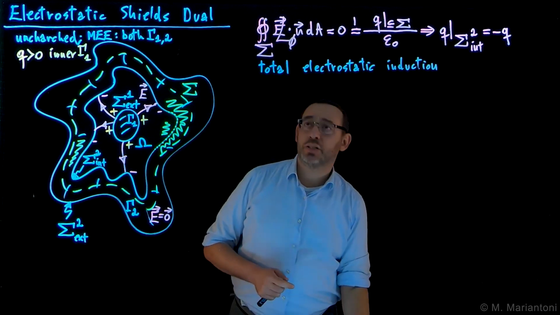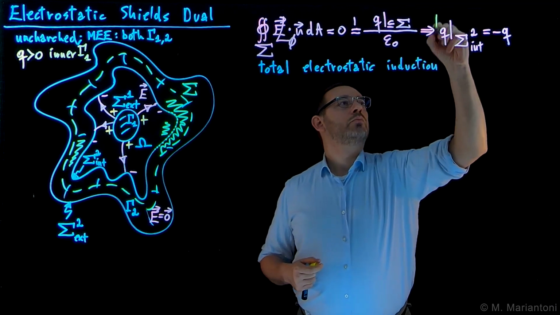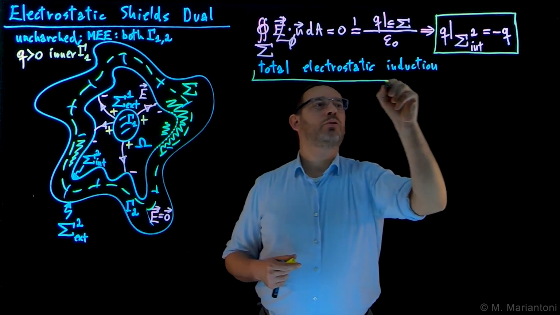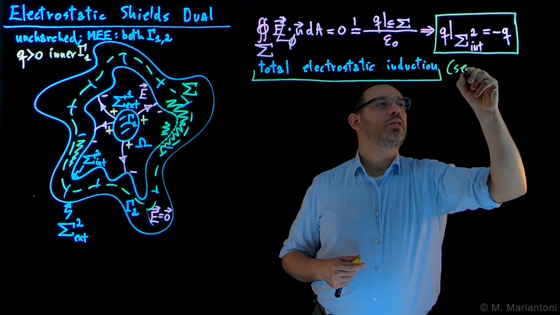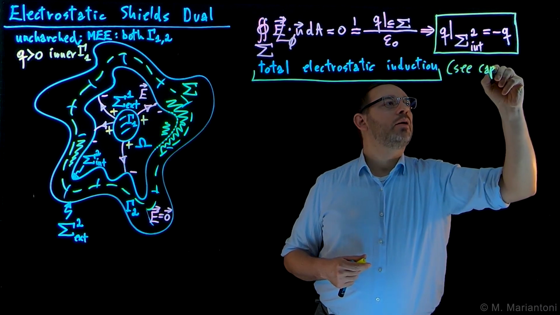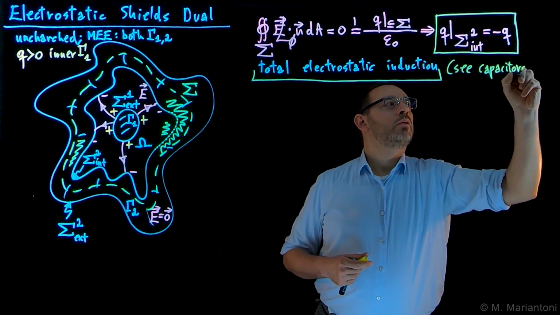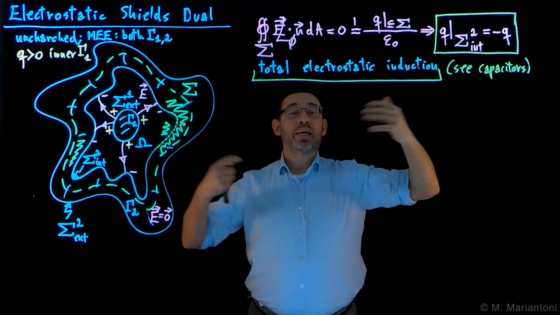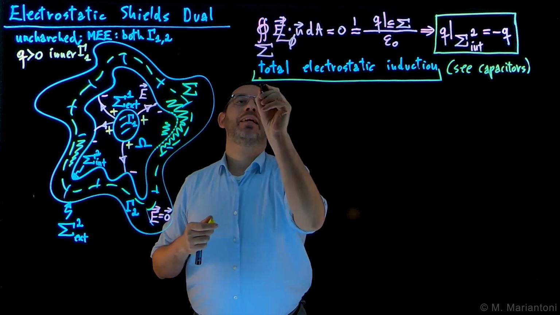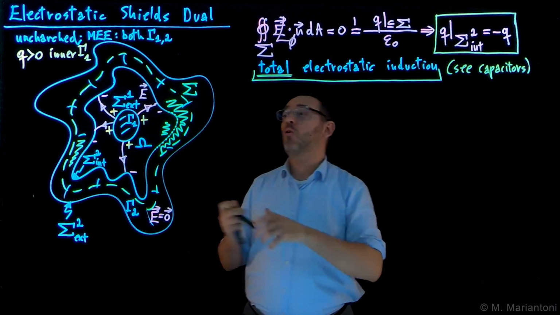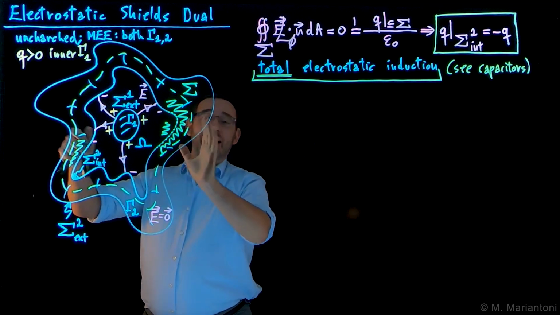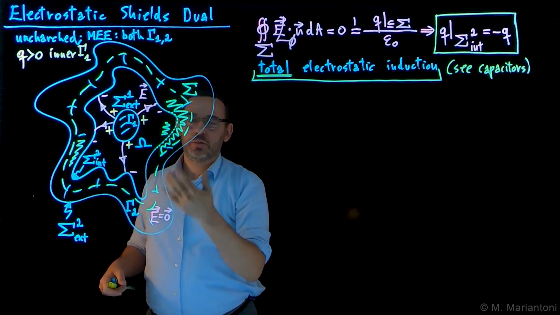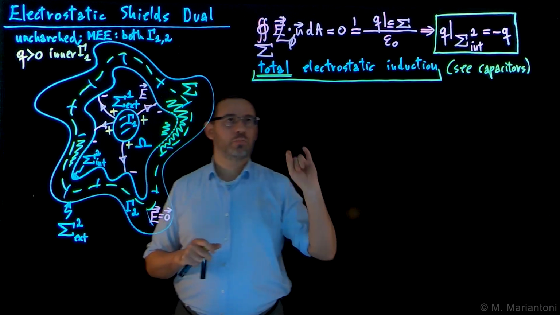Note that this is a very important result, which is key in all that has to do with capacitors. So we'll see capacitors later on. Whenever you attempt to build a capacitor experimentally, you want to make it in such a way that total, and let me underline this, total electrostatic induction happens, so that the whole charge on the inner object is entirely induced on, with negative sign of course, the inner surface of the external object. Okay, so that's total electrostatic induction.